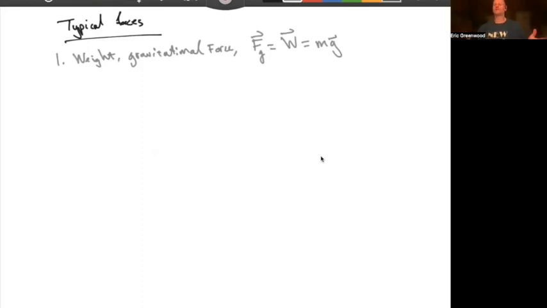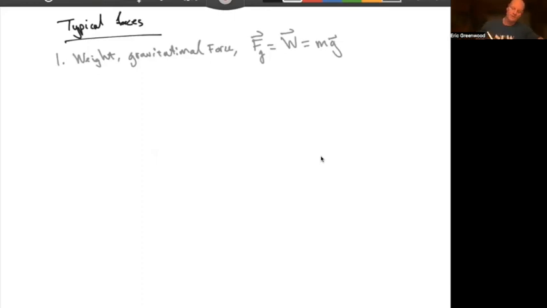So if I was free floating in space, for example, I would have no weight. The reason for that is there is no acceleration due to gravity, at least if I'm far enough away from certain things. So in that case, I have no weight. I'm completely weightless. But here on the surface of the Earth, I have a particular weight. So this is what we call the weight.